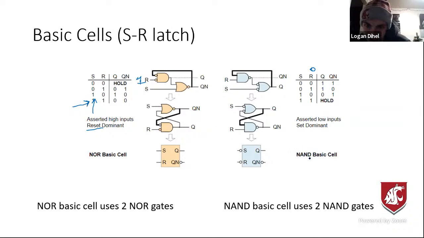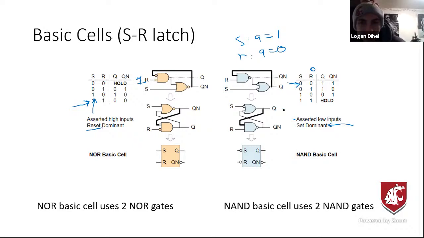If it's a NAND basic cell, then it's set dominant. That means the set signal gets priority over the reset. The example where they're both asserted would be when they're both 0 in this case, because it's asserted low. And so in this case, we're going to set. Set means that Q equals 1, and reset means that Q equals 0. So what happens depends on whether you're using a NOR cell or a NAND cell.